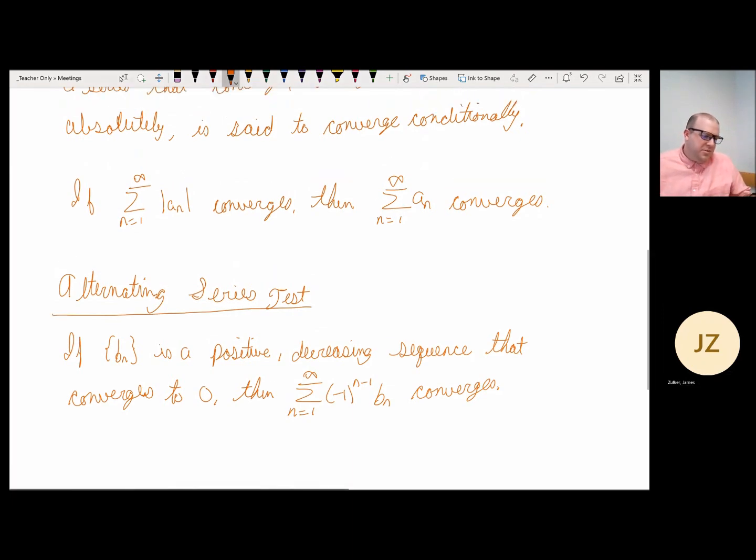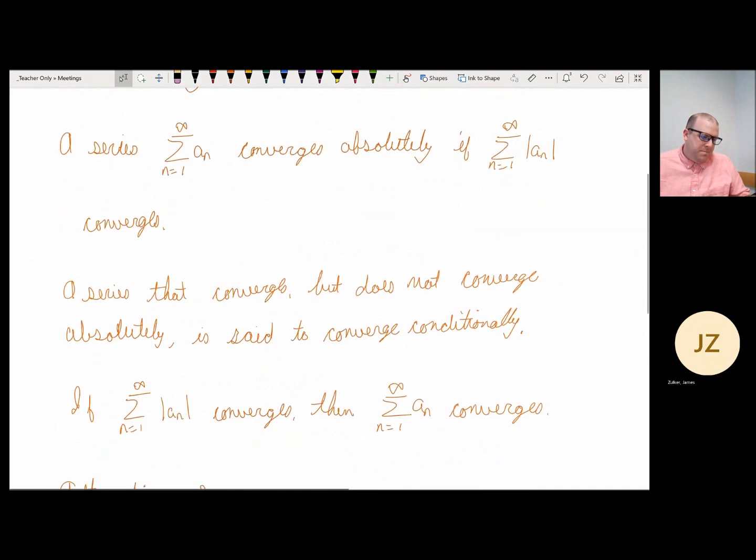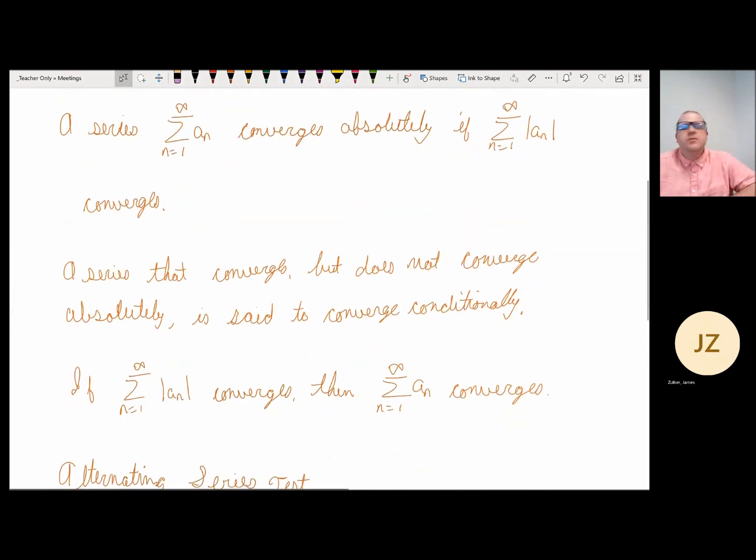If we look at this, positive series. If a positive series converges, can we say it's absolutely convergent? Yeah, right. Absolute value of a positive series is just the original series itself.